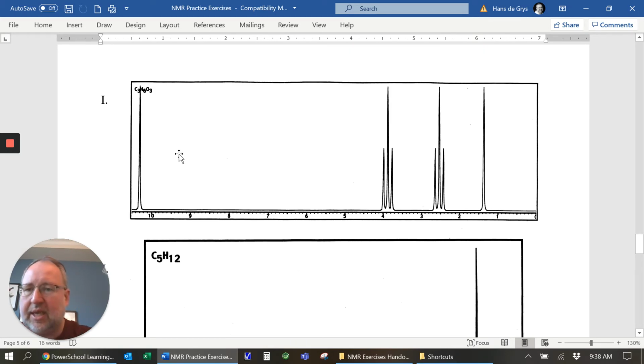Oh my goodness. Above 10 suggests acid. So I'm going to go with carboxylic acid.